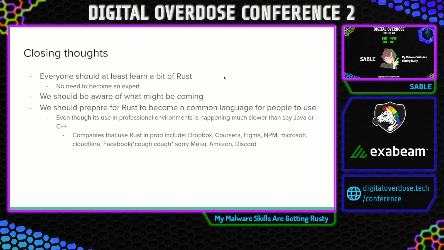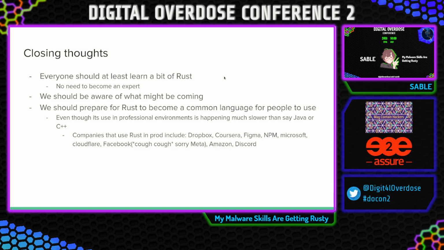Even though its use in professional environments is happening slower than, say, the adoption of Java or C++, it is clearly being adopted. Some of the companies that used Rust in production include Dropbox, Coursera, Figma, NPM, the package manager. They even brag about it on the Rust site, how NPM uses it. Microsoft, Cloudflare, Facebook, Meta, sorry. Amazon, and even Discord, which is what this con is being planned on. A very convenient little site.